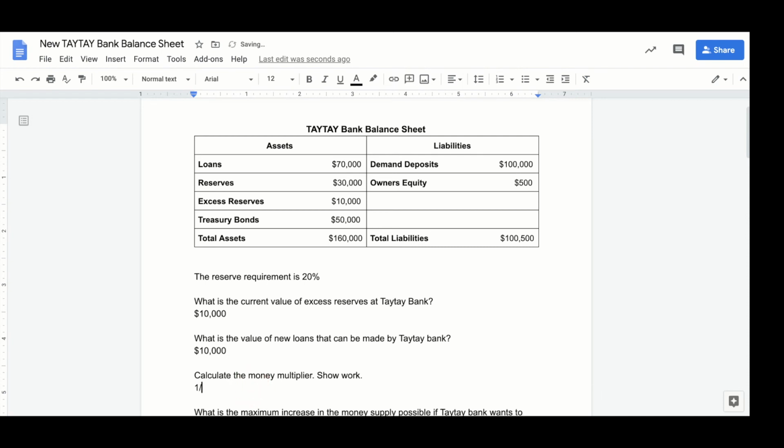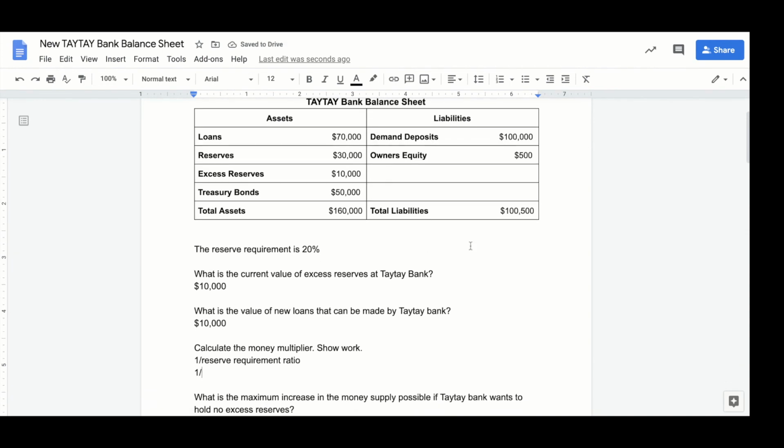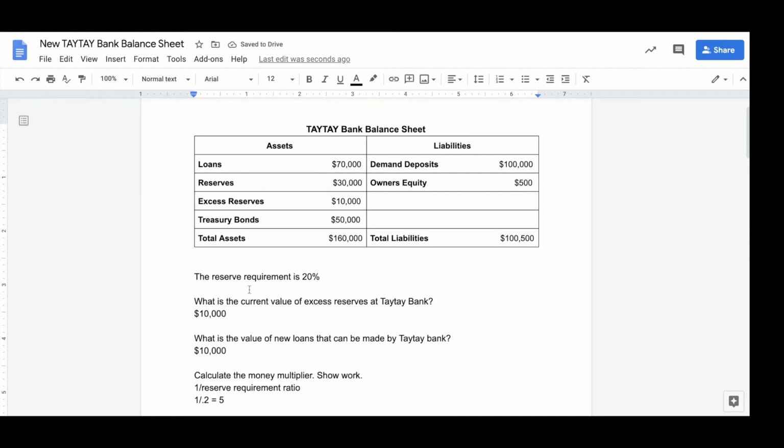Next, we need to calculate the money multiplier. And remember, that's going to be 1 divided by the reserve requirement ratio. And so right now that would be 1 over 20%. So that's 1 over 0.2. 20 cents goes into $1 5 times. Our money multiplier is 5 at the moment.